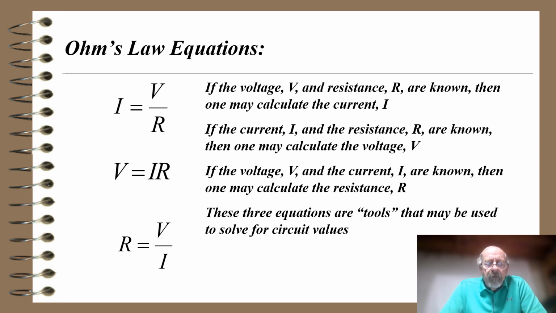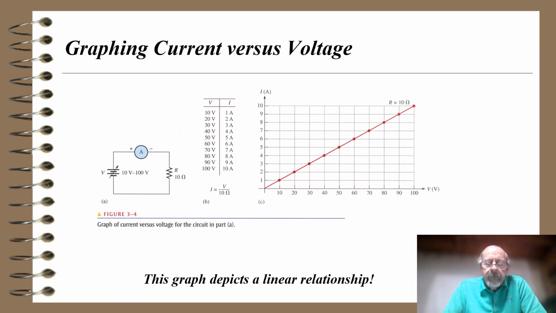I equals V over R, V equals IR, R equals V divided by I. So if the voltage V and resistance R are known, then one may calculate the current I. If the current I and the resistance R are known, one may calculate the voltage V. If the voltage V and the current I are known, then one may calculate the resistance R. All these three equations are tools that may be used to solve for circuit values.